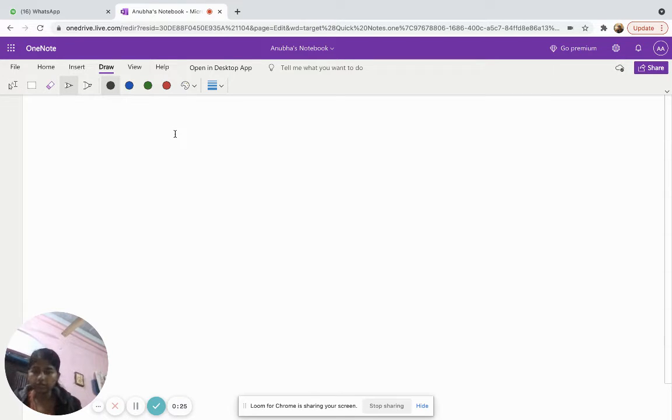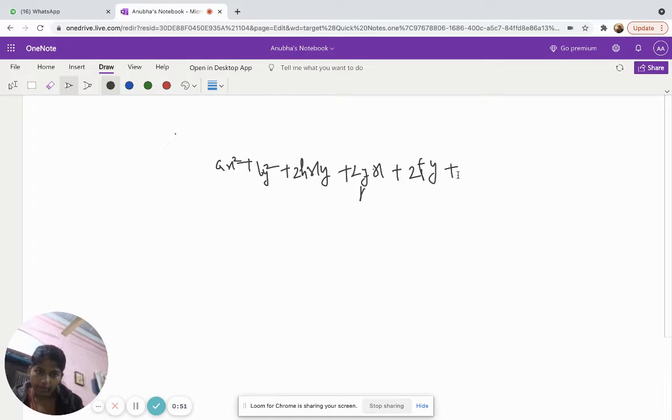some concepts of circle. So basically, I already told you that the equation of conic section is ax square plus by square plus 2hxy plus 2gx plus 2fy plus c equal to 0. This represents the equation of conic section.